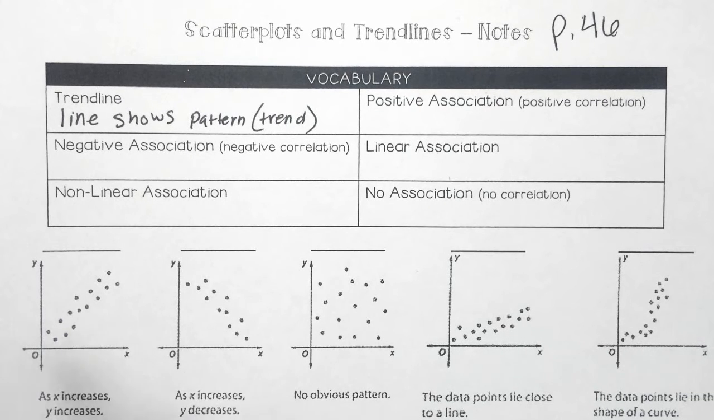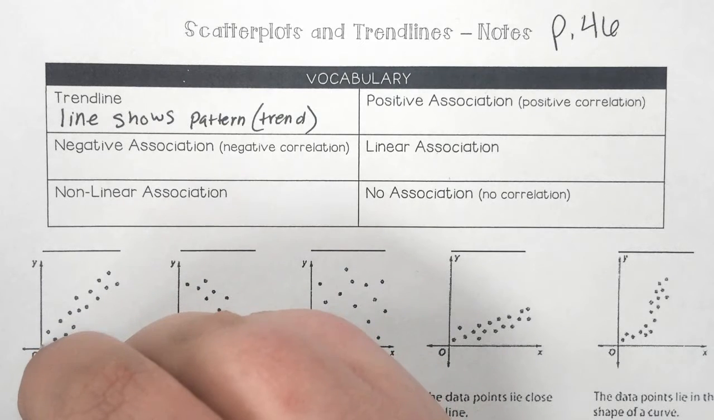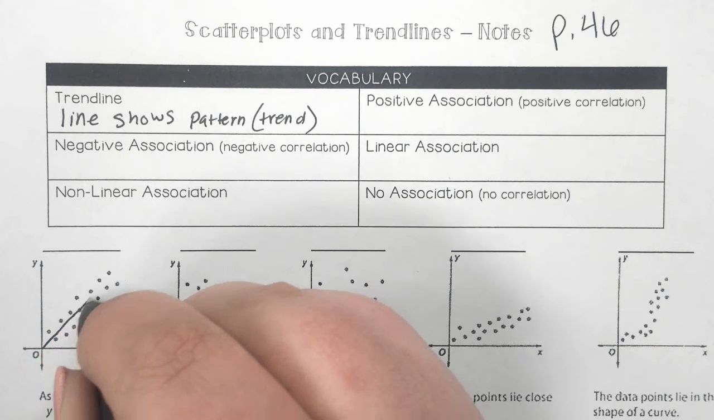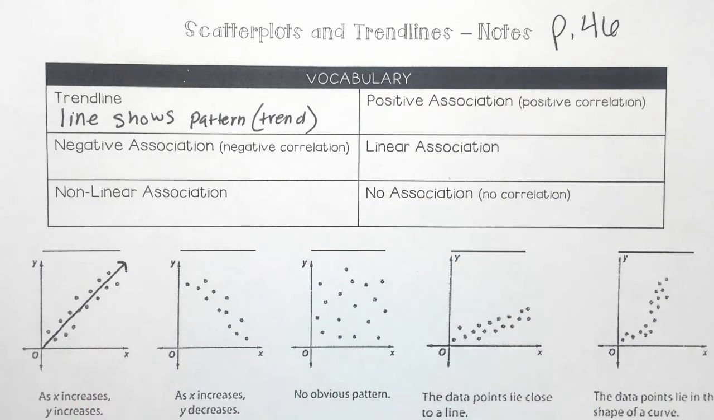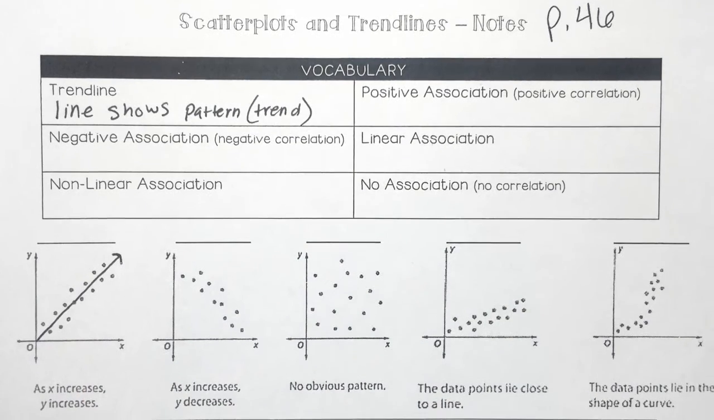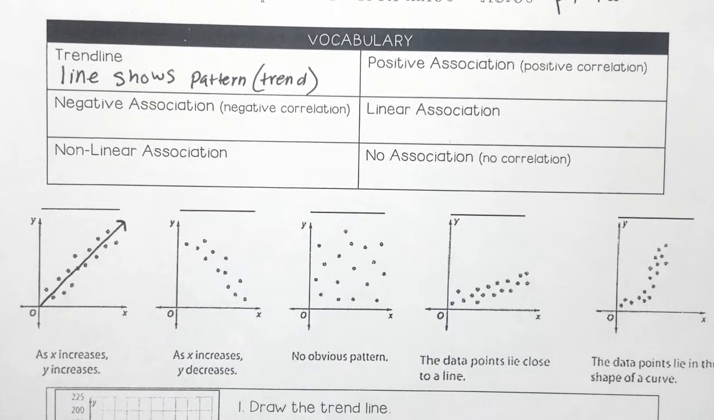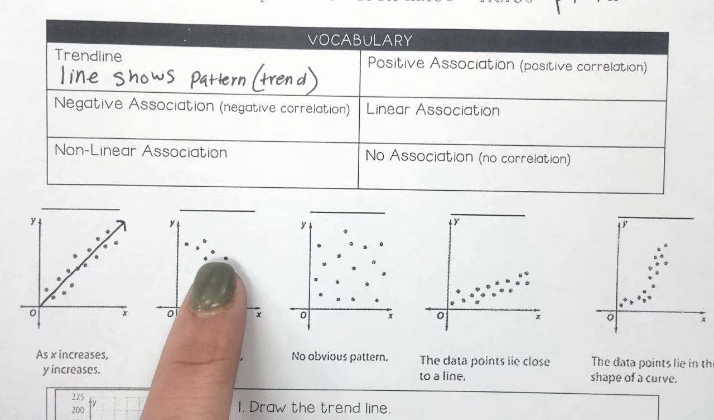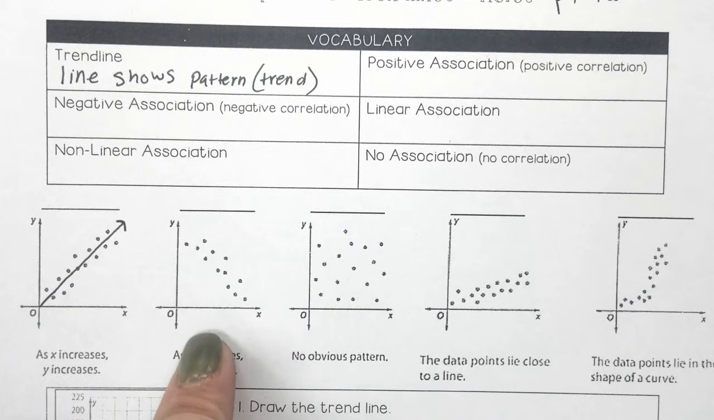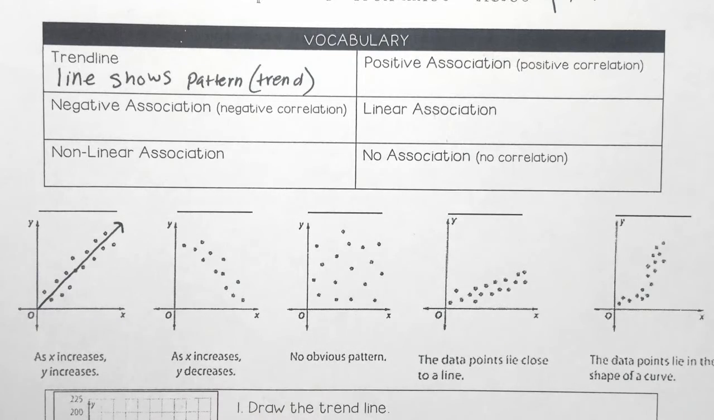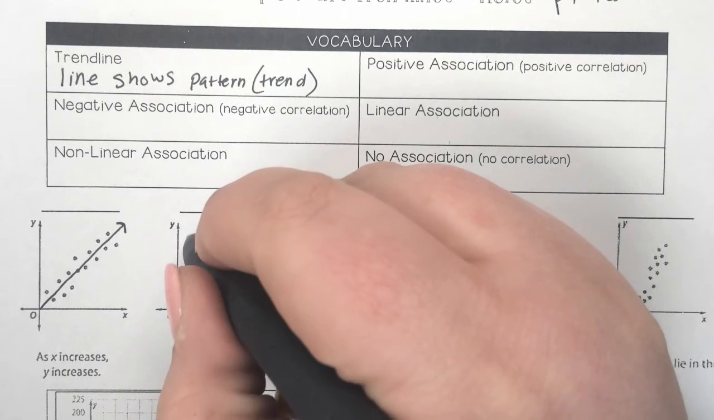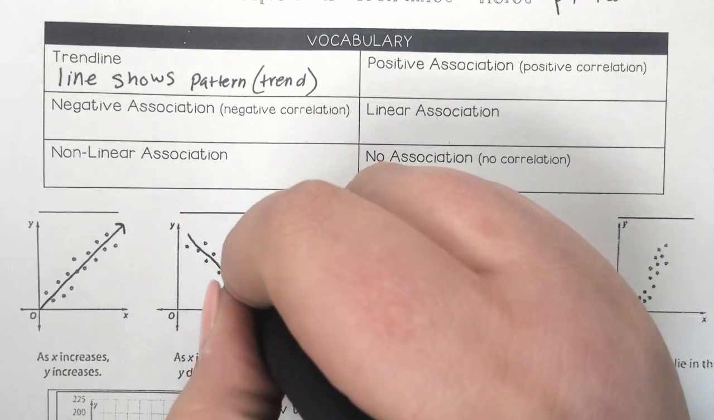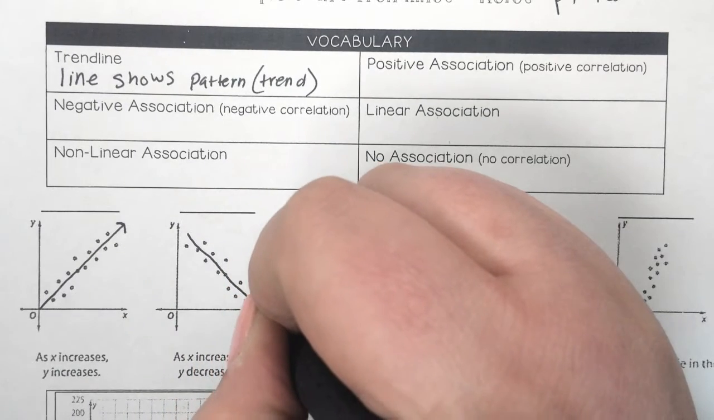That being said, this trend line I can draw to look something like this. I would see if you can pause the video and try to draw the trend line for this second one. Hopefully you paused the video and you have a line on your paper that looks kind of like this.